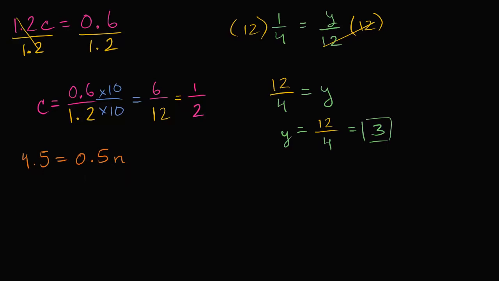Well, I can divide both sides. I can divide both sides by 0.5. Once again, if I do it to the right-hand side, I have to do it to the left-hand side. And why am I dividing by 0.5? So I'm just left with an n on the right-hand side.